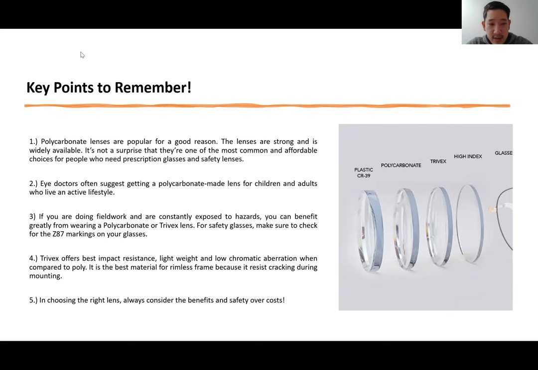And last but not least, the most important: in choosing the right lens, always consider the benefits in safety over cost, right? We always say that we only have one pair of eyes. We definitely need to protect our eyes. We need to see better. Choosing the right lens, depending on your day-to-day activity, your work, your lifestyle, is something that we should consider over cost.